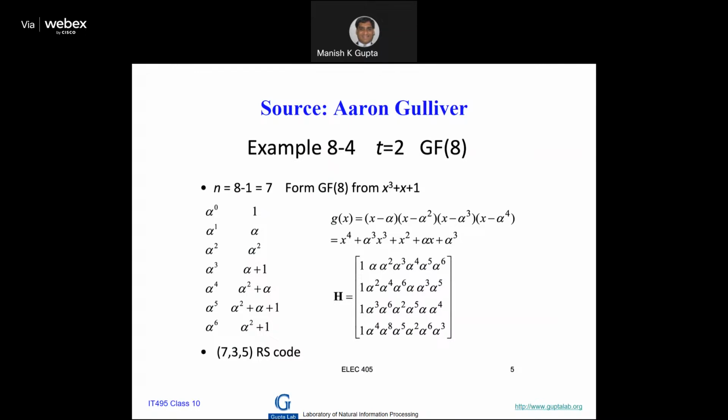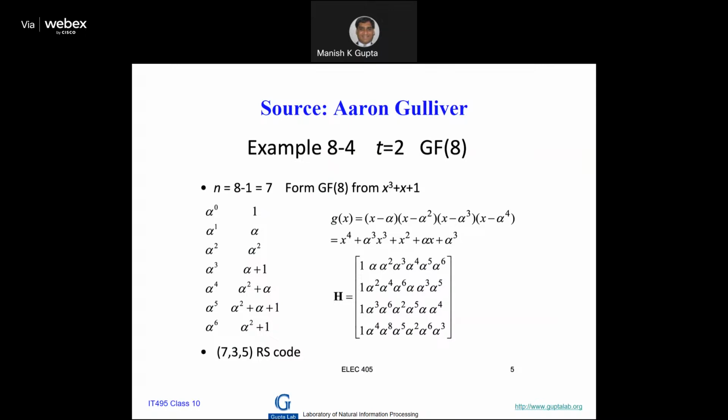So now, here, if t is equal to 2, if I want to construct a code which can correct 2 errors, what I'm going to do, the generator polynomial will be (x minus alpha), (x minus alpha squared), (x minus alpha cubed), (x minus alpha raised to power 4). Right? (x minus alpha raised to power j), j is equal to 1 to 2t, right? Product. I can expand, and then you compute, simplify, and you get the generator polynomial. From the generator polynomial, you can get the parity check matrix, and everything is done.